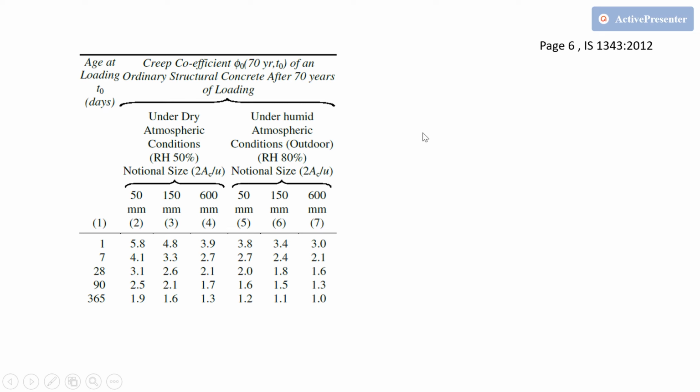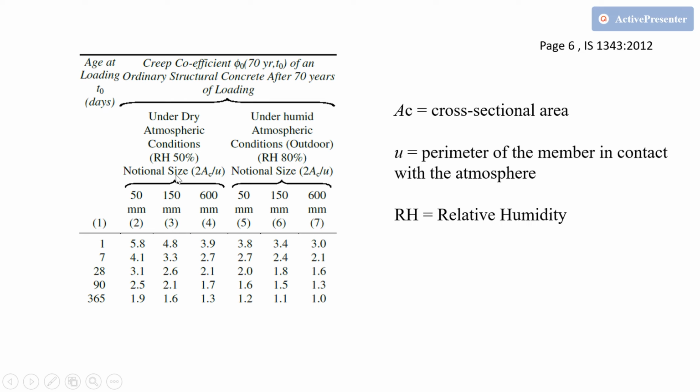You can see this, where Ac, in order to find the notional size, Ac is the cross-sectional area, u is the perimeter of the member in contact with the atmosphere, and RH is the relative humidity. You could find out the creep coefficient for different ages of loading, based on the notional size. So once you do this, you will get the notional size, and if it is in between, you can interpolate this. So this is creep, loss due to creep.